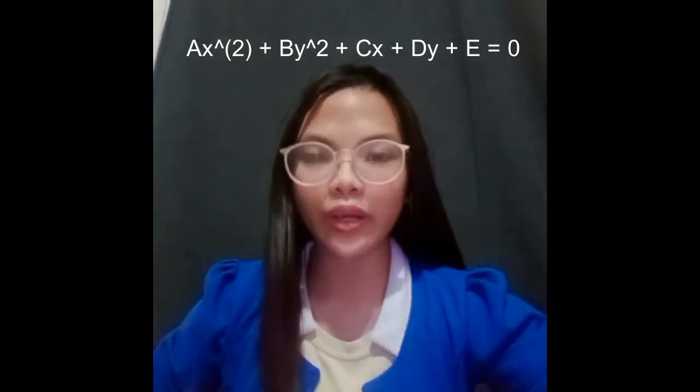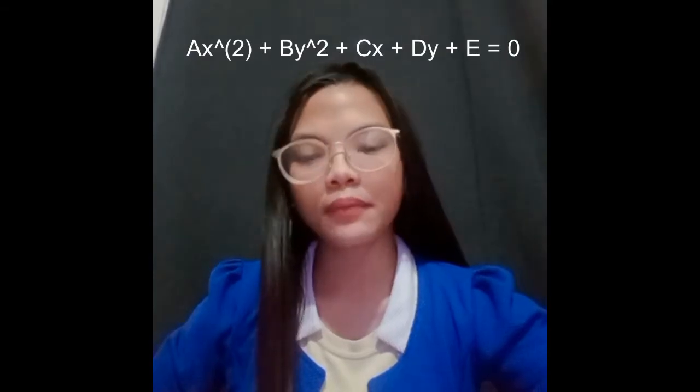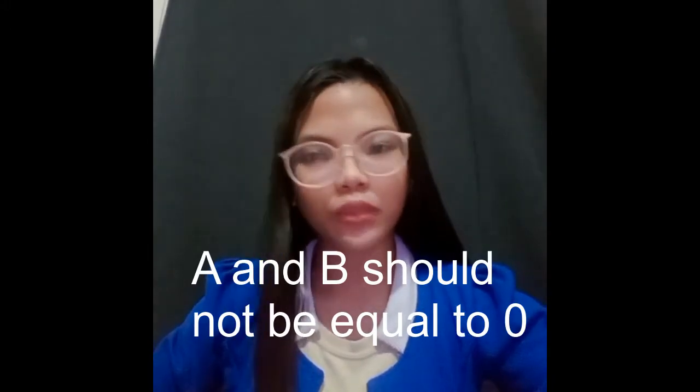For this lesson, we're going to discuss how to write the general equation of a hyperbola when the standard form is given. Before we transform an equation of a hyperbola from standard form to its general form, let us familiarize ourselves with the difference between these terms. The general form of the hyperbola is ax squared plus by squared plus cx plus dy plus f equals 0. Remember that for a hyperbola, the coefficients a and b should not be equal to 0.